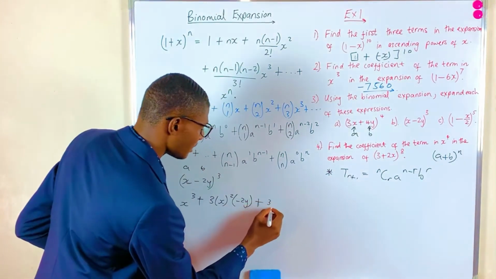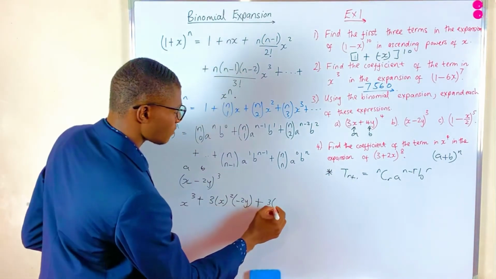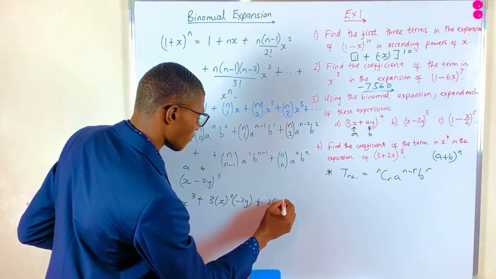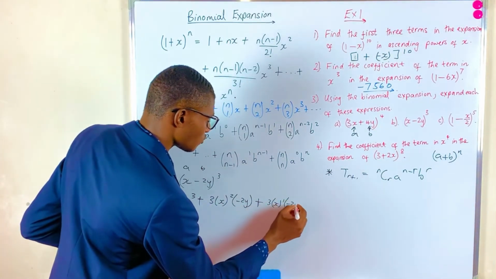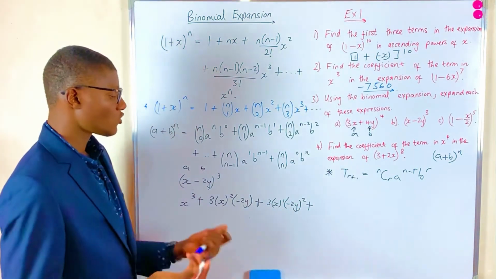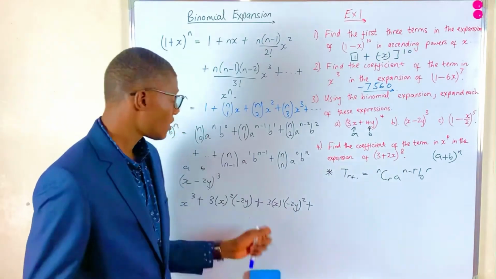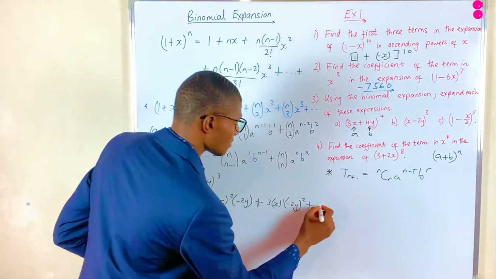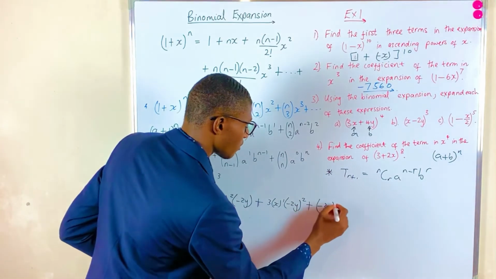Right? Then we're saying a to the power of n minus 2. 3 minus 2, you get a 1. So it's just x to the power of 1. Multiplied by minus 2 squared. And then plus, right, 3 choose 3. We know that we get a 1. So for the last term, we just say b to the power of n. So this is minus 2y to the power of 3.